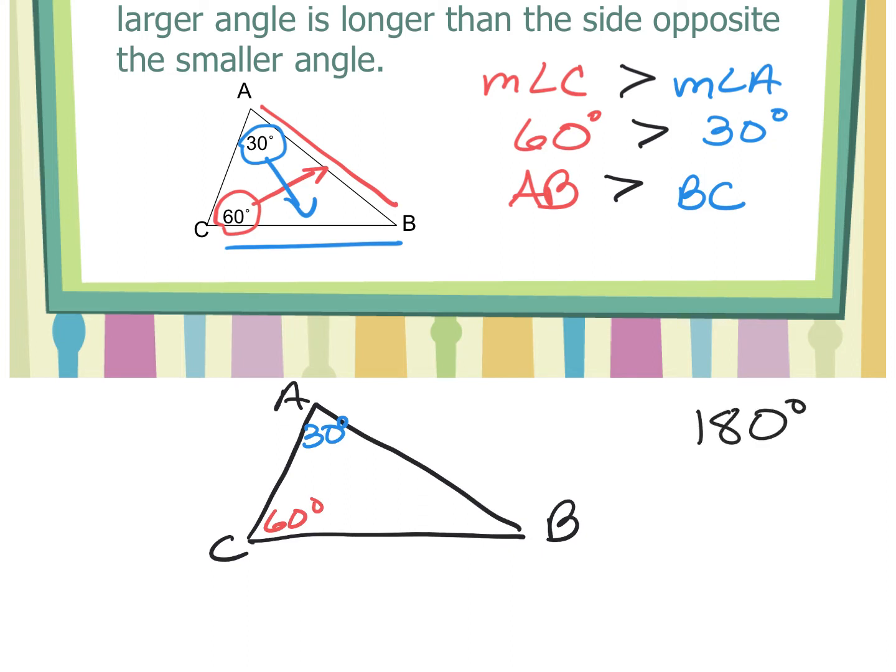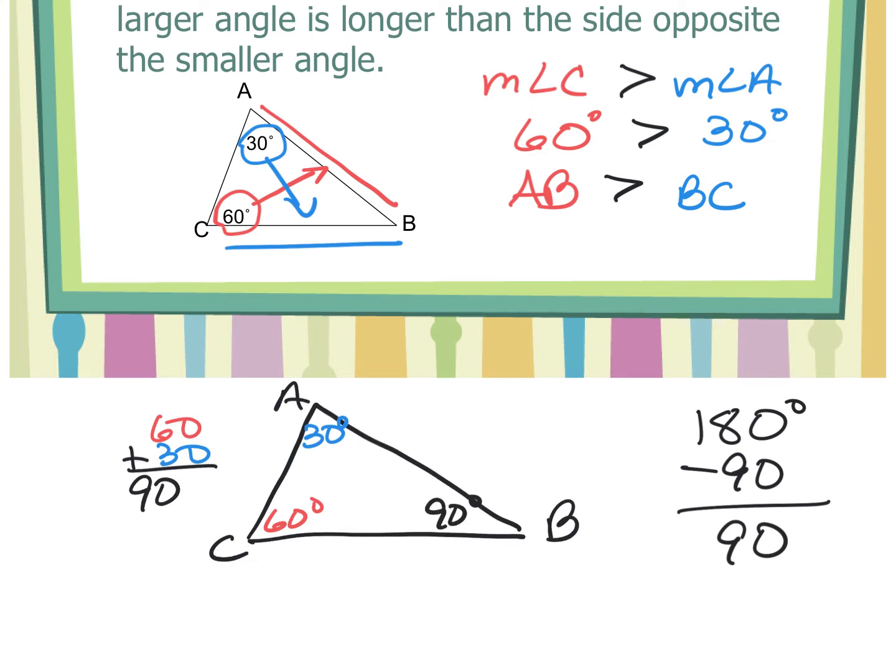I'm going to take the two angles that I already have, the 60 and the 30. I'm going to add them, and that gives me 90. I'm going to subtract that sum, and that tells me left over for angle B is going to be 90 degrees. Obviously, this picture does not look like that's a 90-degree angle, but again, you just got to use the theorems and the math behind it.